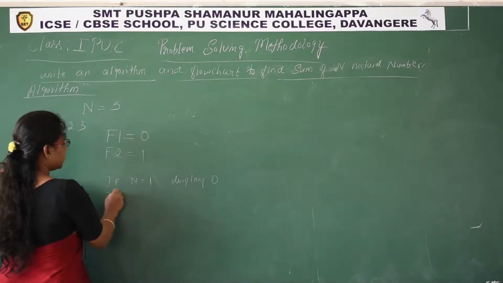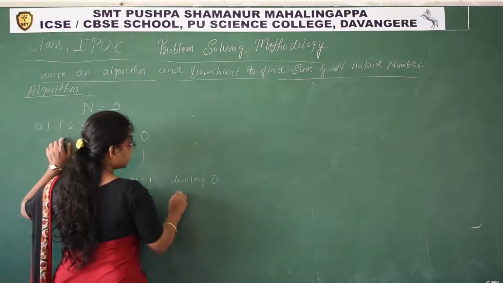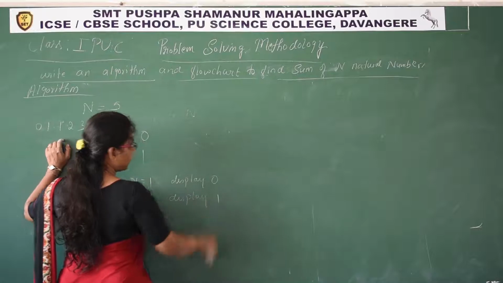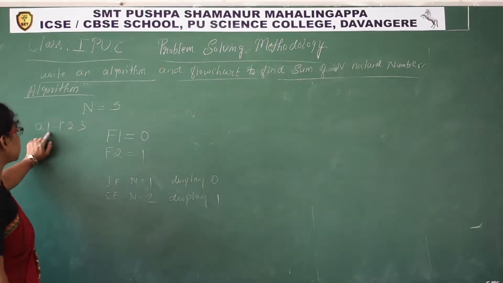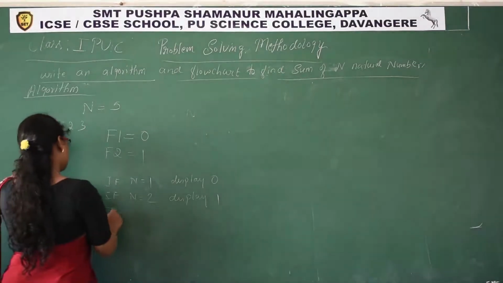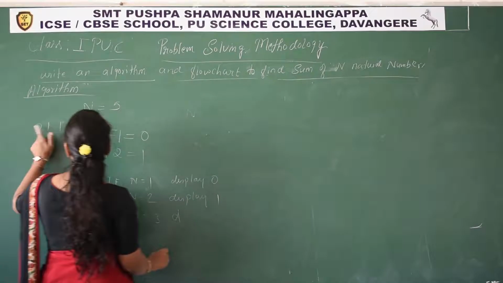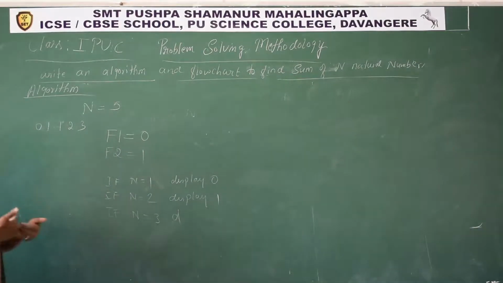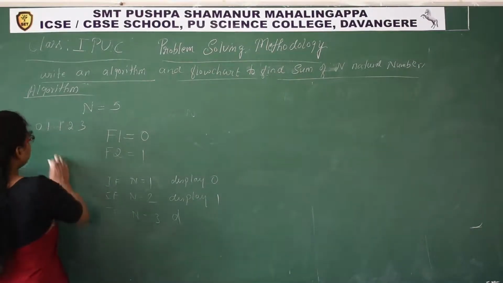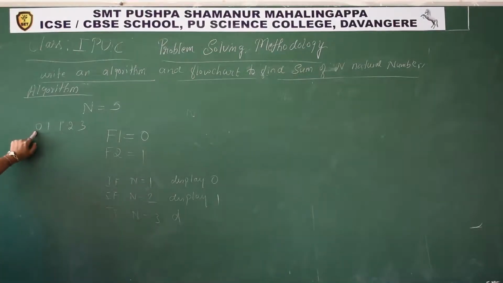If n is equal to 2, display 1. The second Fibonacci series number is 1. If n is equal to 3, it displays by adding the previous numbers. Next, everything has to be added and displayed, right? 0 plus 1, like this, it has to be added and displayed.